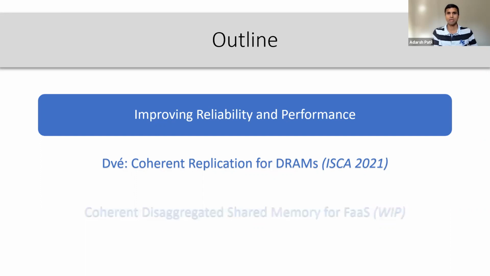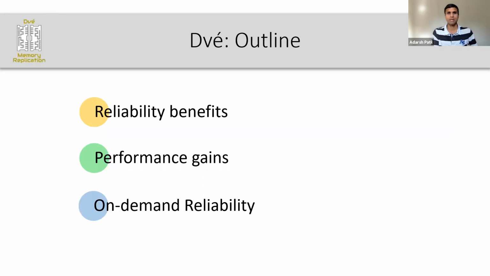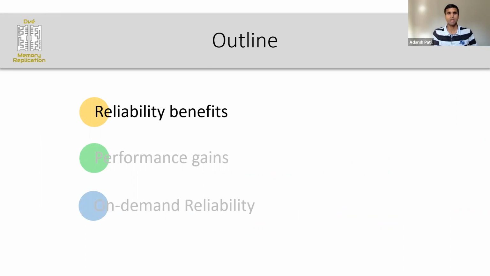I'll now briefly summarize DWAY, which is a unique design point in the DRAM reliability design space. It provides three key benefits. DWAY guarantees improved DRAM reliability. It provides memory performance gains and the ability to avail higher on-demand reliability. We will now delve into how DWAY achieves each of these in detail. Let's start by taking a look at how DWAY provides its reliability benefits.